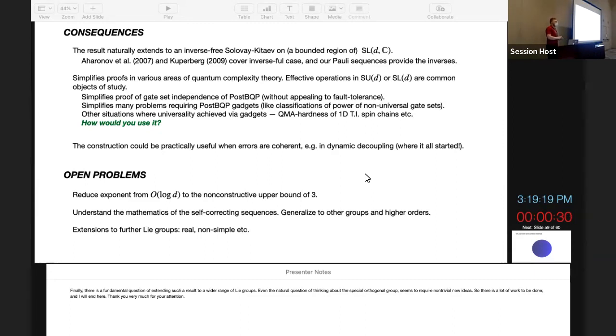Thank you. Maybe people weren't too concerned about this inverse-free assumption because the gate sets that they use are universal and inverse closed. So, can you give an example of a universal gate set that's not?